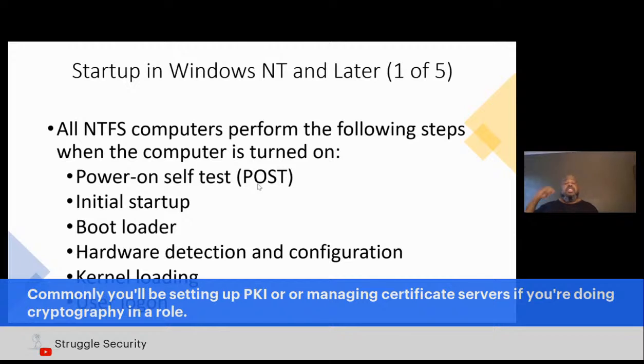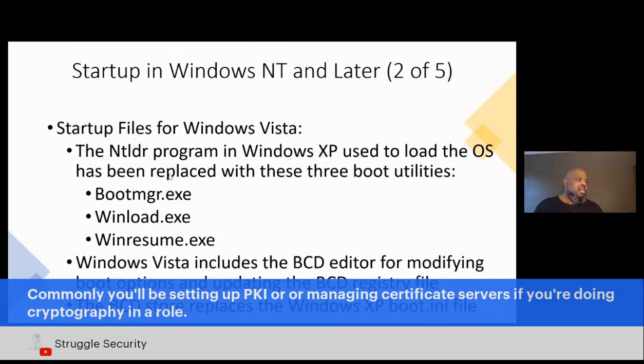Sometimes some of them got YubiKeys for some of the big systems. So when you boot it, you have to put in your YubiKey, and it reads the boot off of your USB drive. The sequence is power on self test, initial startup, bootloader, hardware detection and configuration, kernel loading, and user logon. Then in Vista, which people don't use anymore, and XP, you had a boot manager, winload, winresume. It includes the BCD editor for modifying the boot options.